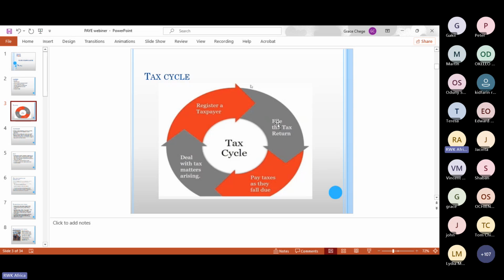they're like twin processes. They happen at the same time, but the process is different. So you're supposed to file and at the same time, on the same day, pay the taxes that fall due. Upon filing, now you will have to deal with matters arising. Matters arising could be penalties for failure to pay, penalties for not filing on time, issues of refunds, or it could be even PAYE audits. So upon registering, filing, and paying your taxes, the next stage is to deal with all matters arising that pertain to PAYE.